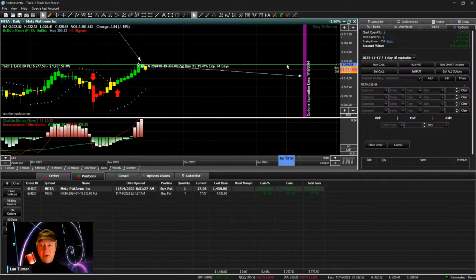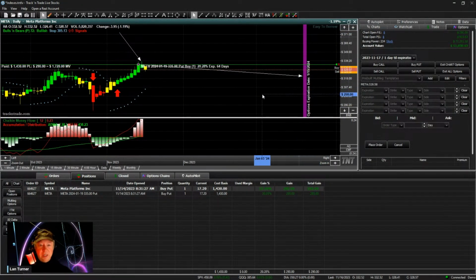So anything below the green line, you still have a little bit of profit at the end, but not a lot. You're going to probably lose some money. But right here is your break even. So it's got to be below that line right there at expiration to just break even.